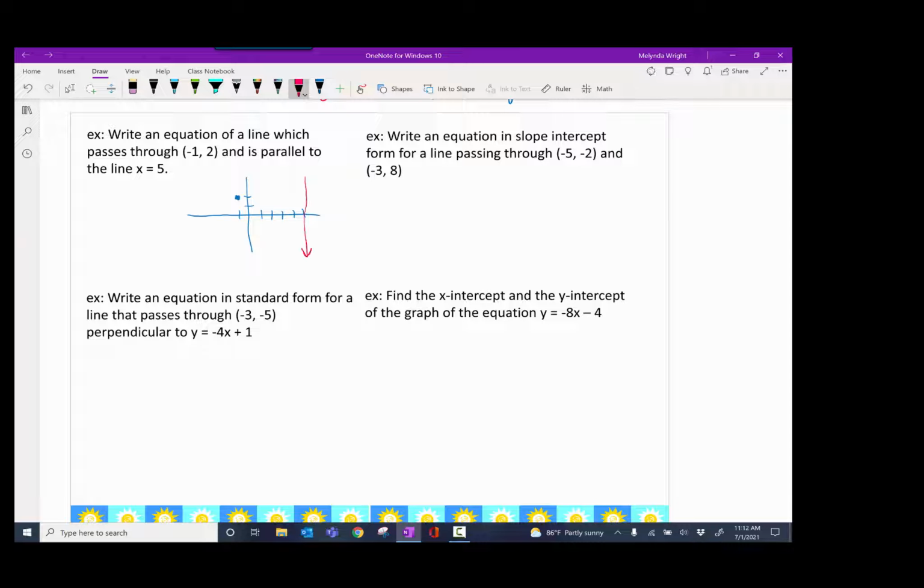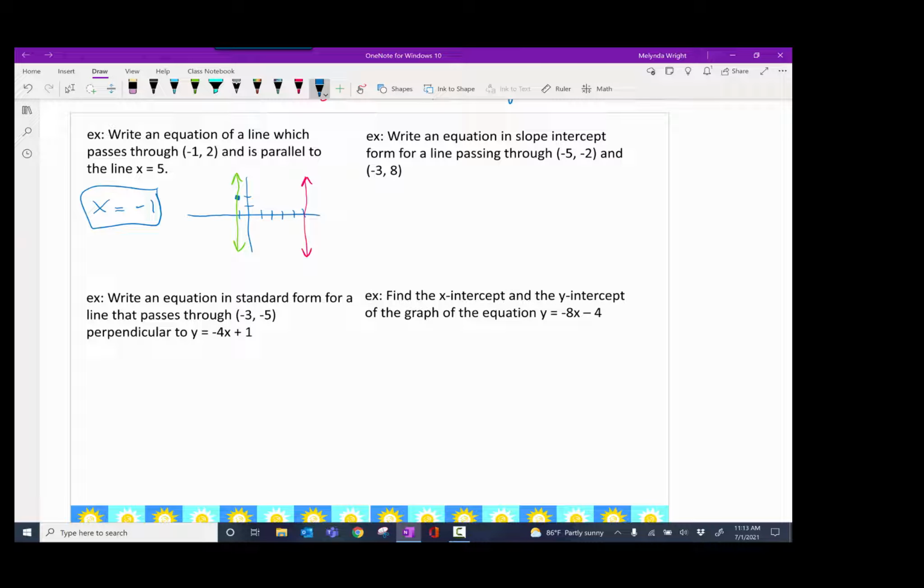Okay, so if they want us to write the equation of a line that passes through that point and is parallel to the line x equals 5, then it's going to have to be another vertical line, right? I mean, that's just what it has to be. So we can tell visually that this line would be x equals -1. That would be the equation of that line.